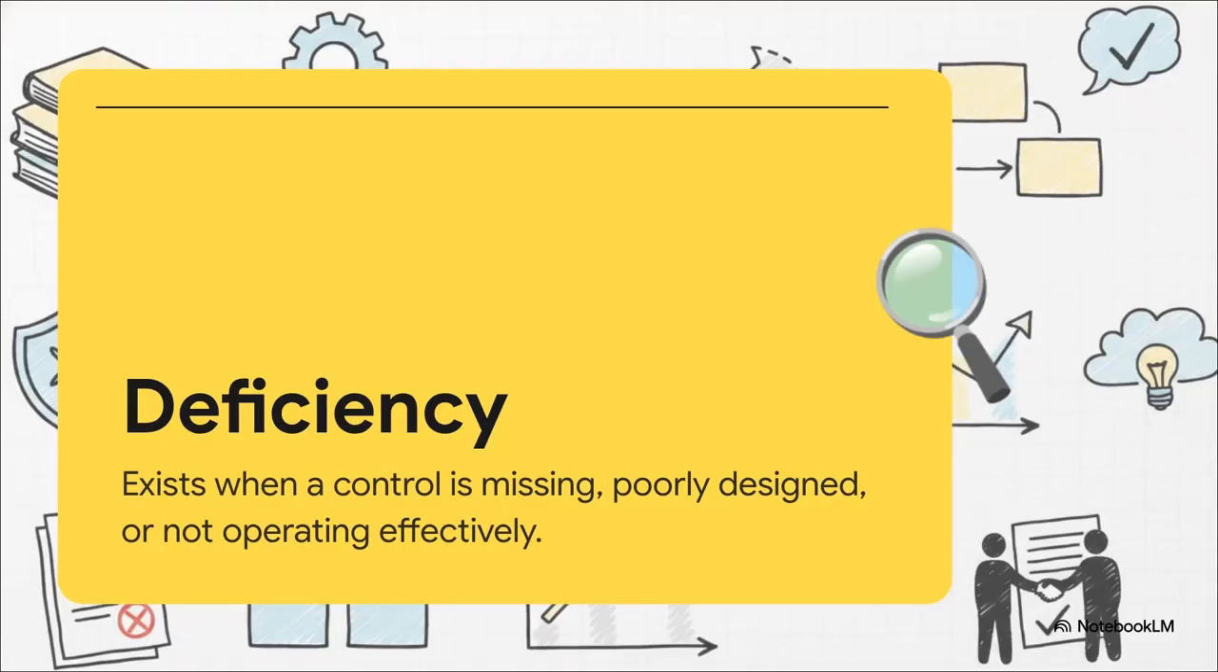Now, what's super interesting here is how a deficiency actually happens. It's not just about a control being totally absent. According to SA 265, a deficiency crops up in one of 3 very specific scenarios. First, a control is just completely missing, gone. Second, it's there but it's poorly designed, like fundamentally flawed from the start. Or third, it looks amazing on paper, but it's just not operating effectively in the real world. As an auditor, you are constantly on the lookout for all 3 of these failure points.